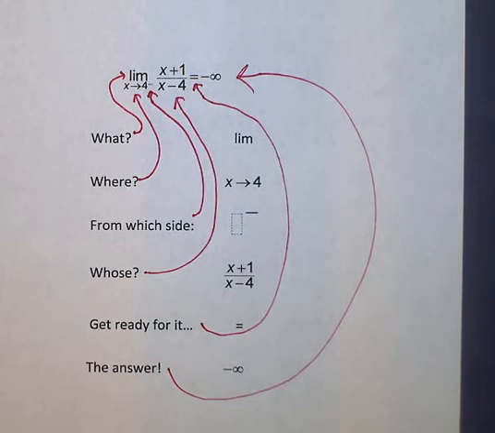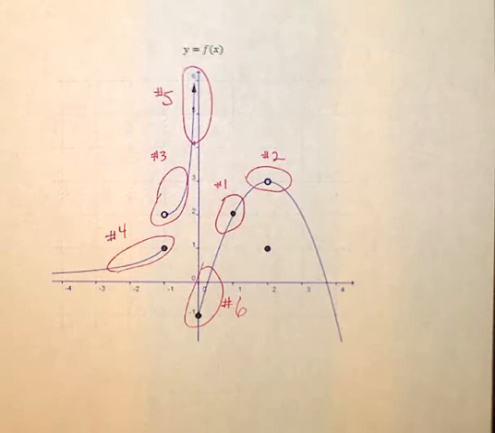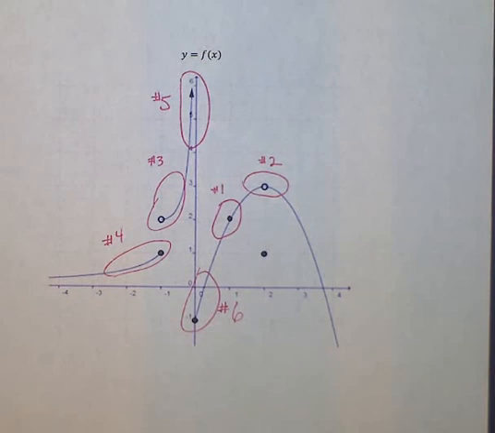Let's practice this by writing limit statements for 6 indicated portions of this graph y equal f of x that is given here. Be careful to use correct limit notation. Pause the video while you write the limit statements. When you're done, resume the video so that you can check your answers.